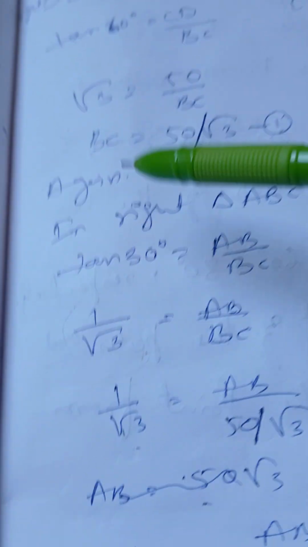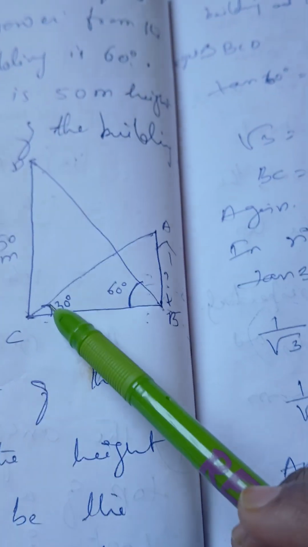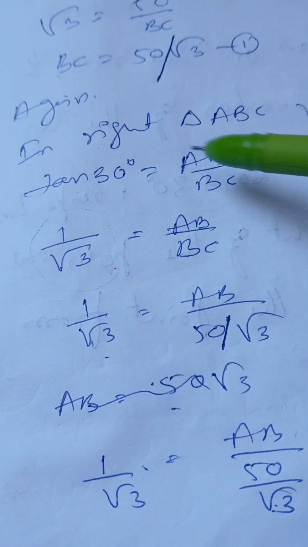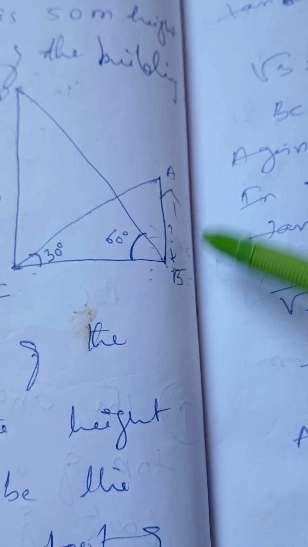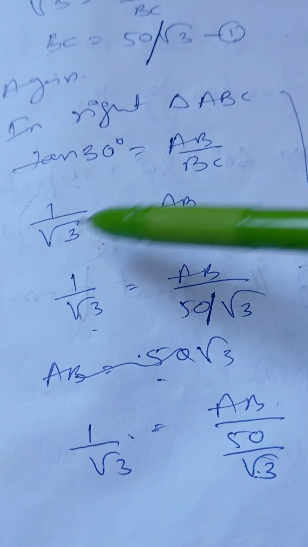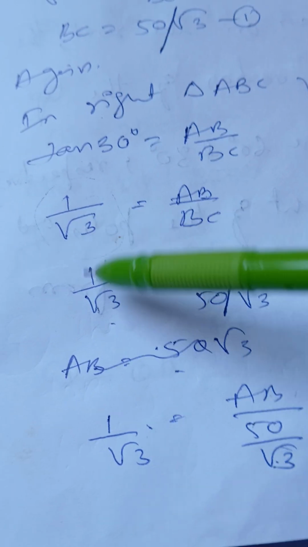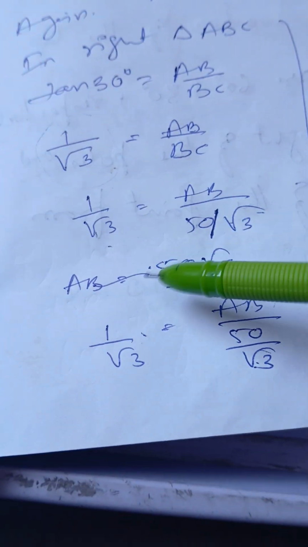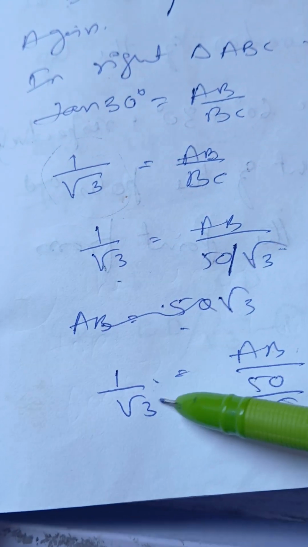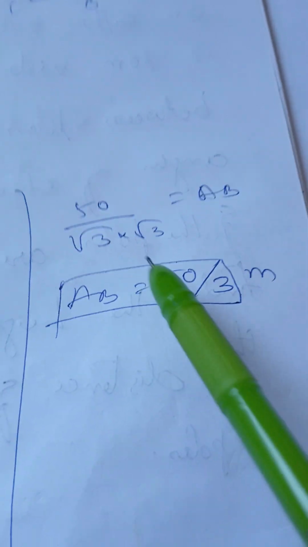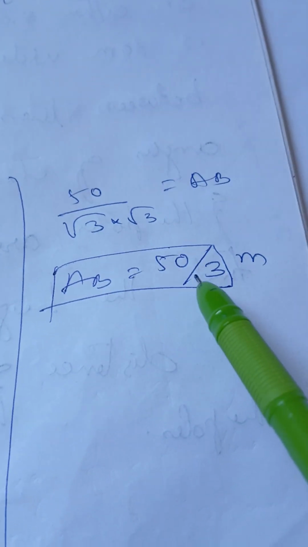Again in the right triangle ABC, with 30 degrees, tan 30 degrees is equal to AB by BC, that is opposite by adjacent. When we substitute the value, tan 30 degrees is 1 by root 3, equal to AB by 50 by root 3. When we cross multiply, we get AB equal to 50 by root 3 into 1 by root 3. Root 3 into root 3 will be 3.